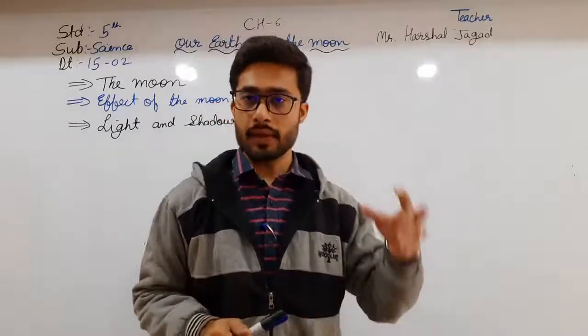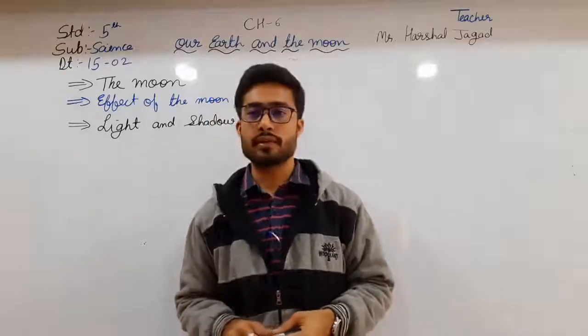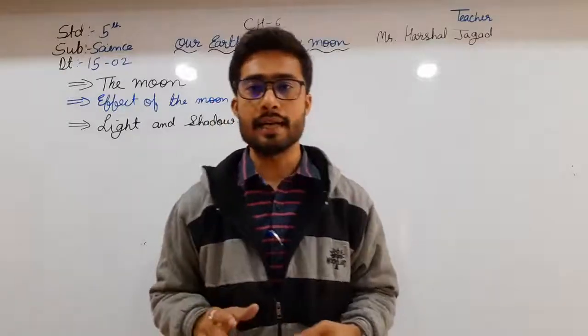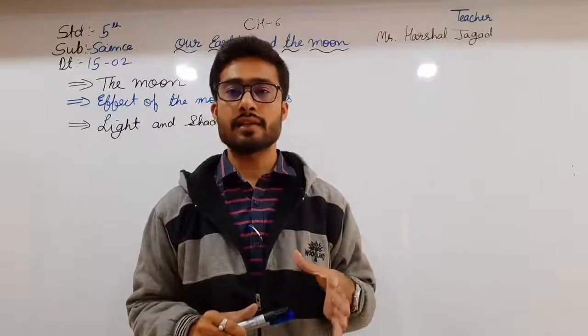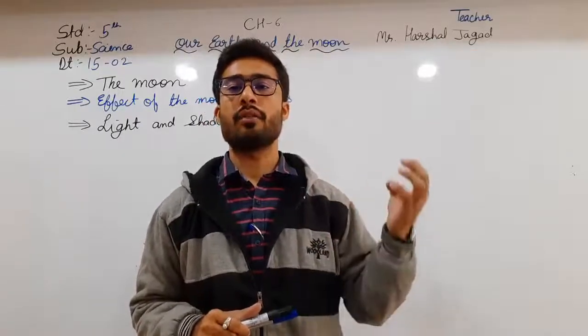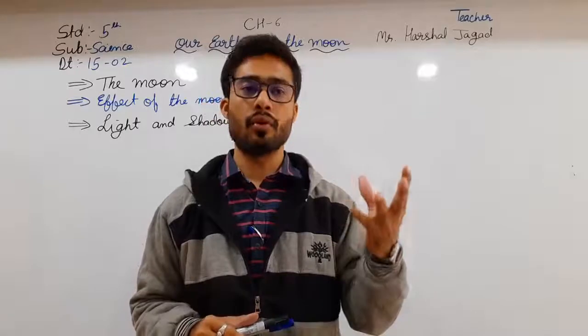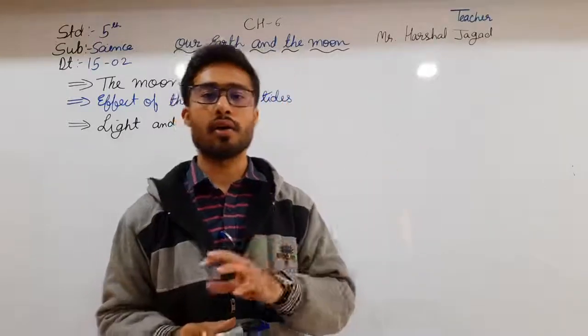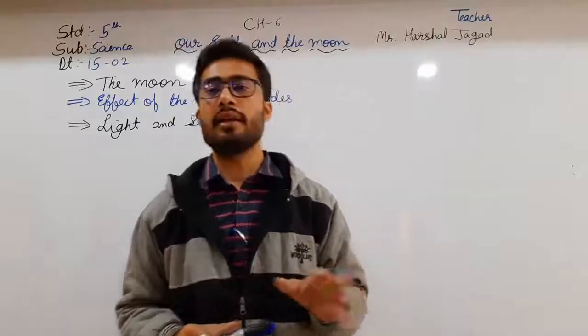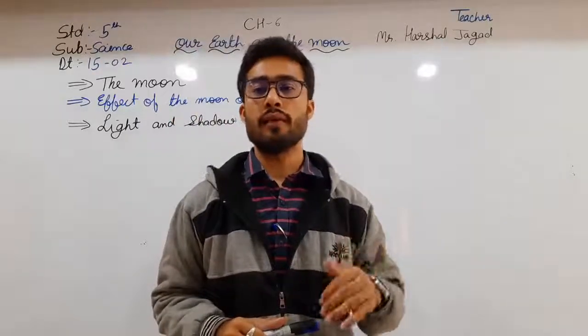But if we just talk about the planets, do all the planets have their own light? No, they do not have their own light. It is the reflection of the sun. In the solar system, only the sun has its own light, no one else does.